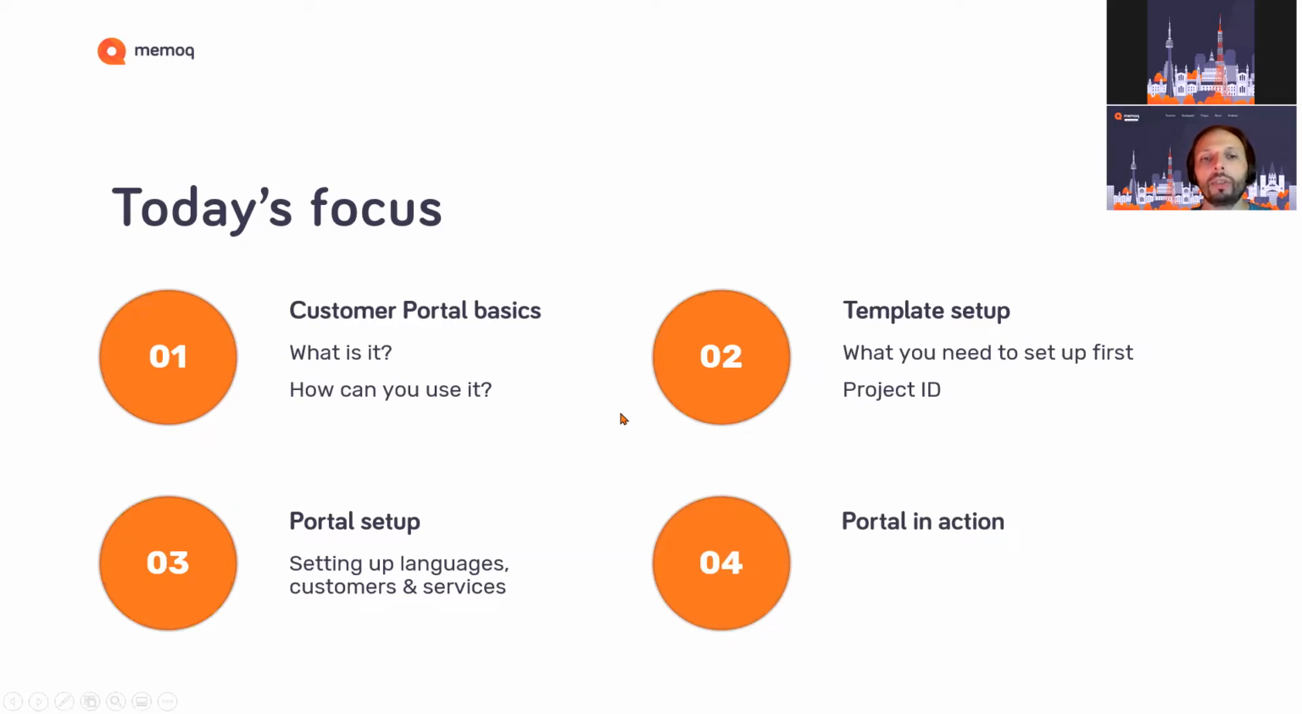Now, first let's focus a little on the customer portal basics. So what is it? In general terms, it's a place where either an internal customer, for example a department in a company, or an external customer can log in to submit their documents for translation. It can be set up to only provide quotes for the customer. It can be set up to automatically create those quotes, or to wait for the project manager to create the quote. And then it's also possible to automatically create projects.